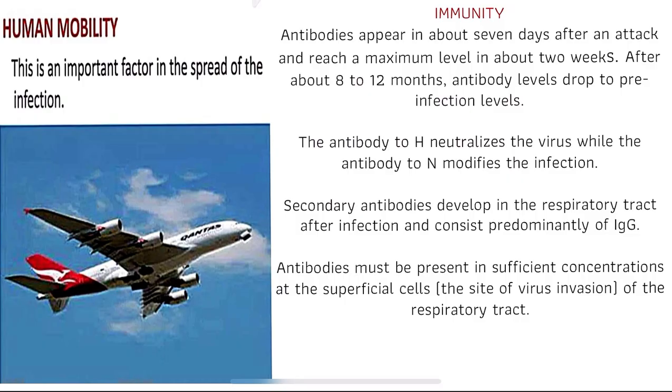Human mobility plays an important role in the spread of the infection as well. Moving further to the immunity which is acquired with this influenza, antibodies will appear in the body about 7 days after an attack. And the antibodies will reach a maximum level in 2 weeks. After 8 to 12 months, the antibody level will drop to the pre-infection level.